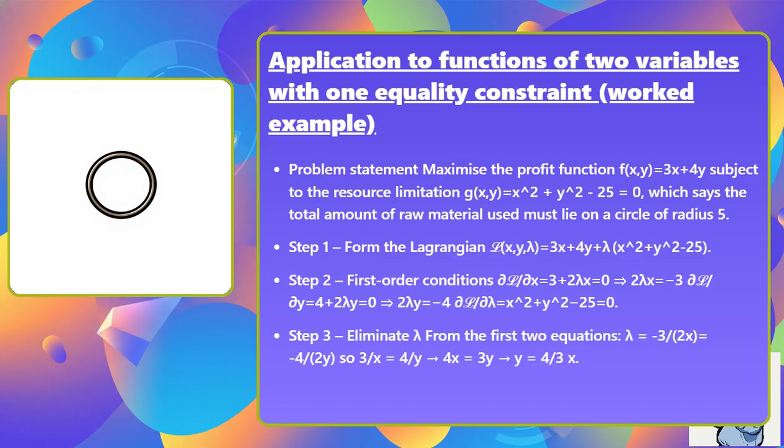Step 3. Eliminate lambda. From the first two equations, lambda equals negative 3 divided by (2x), which also equals negative 4 divided by (2y). So 3 over x equals 4 over y, which gives 4x equals 3y, therefore y equals 4/3 x.